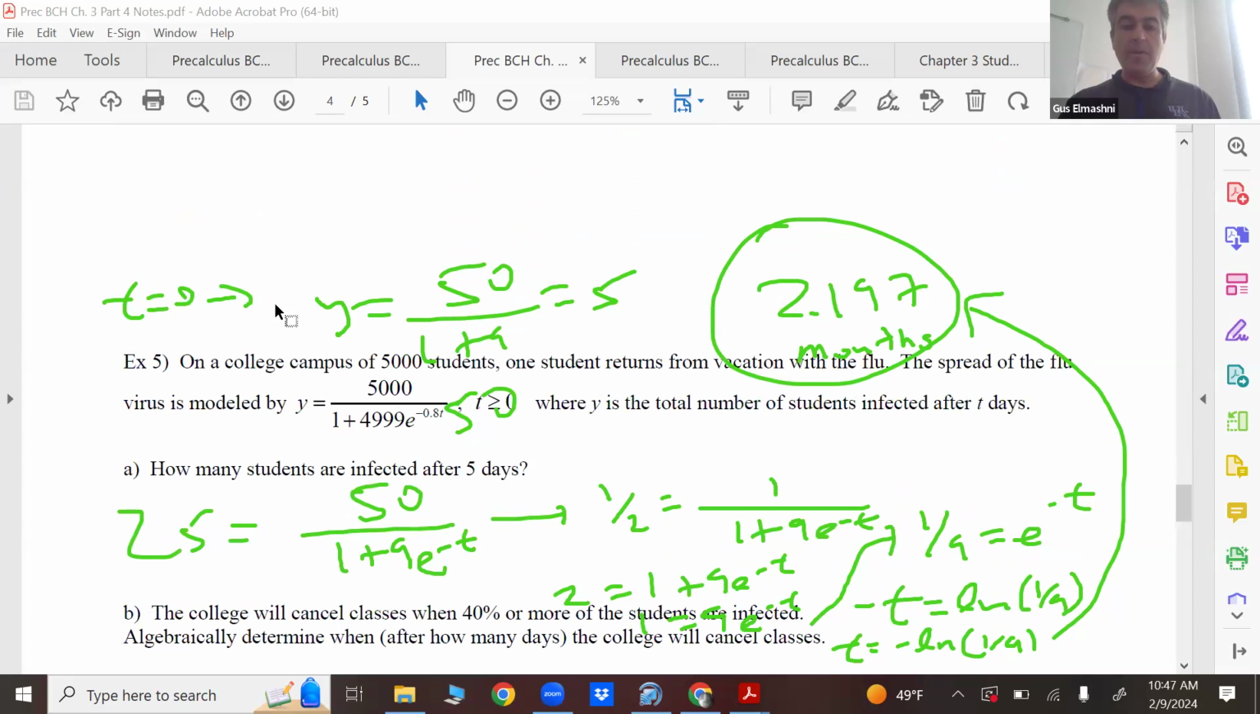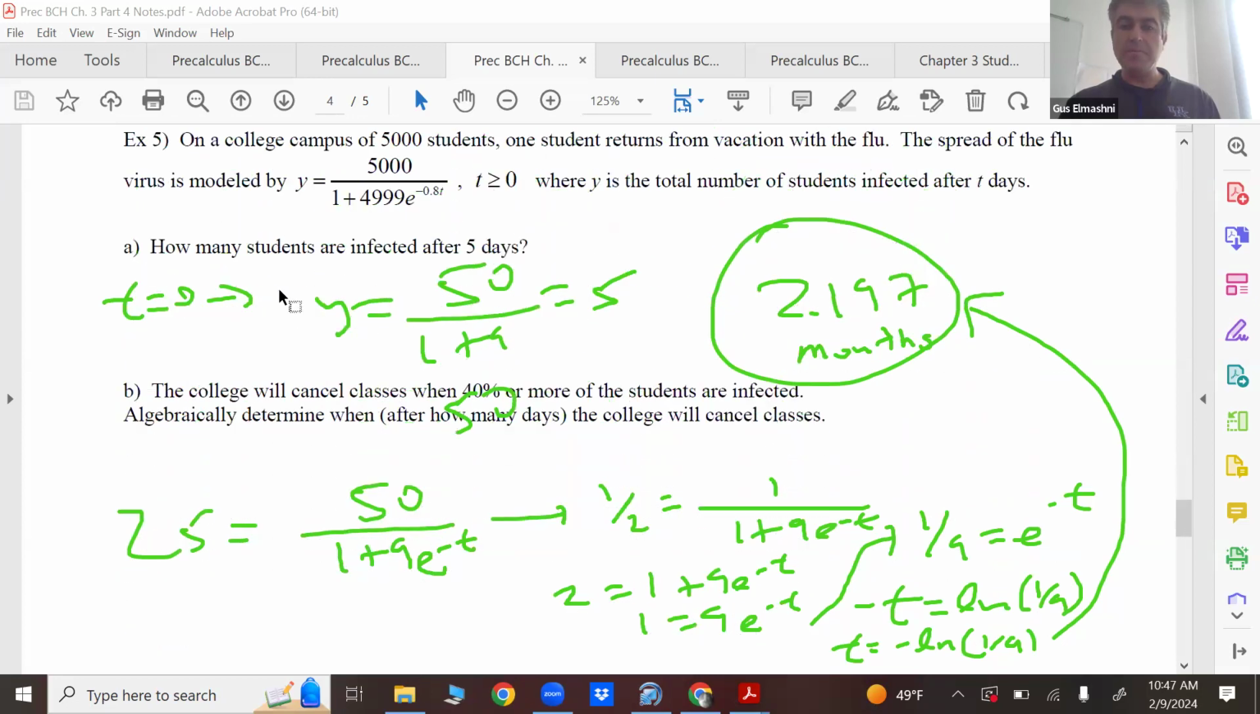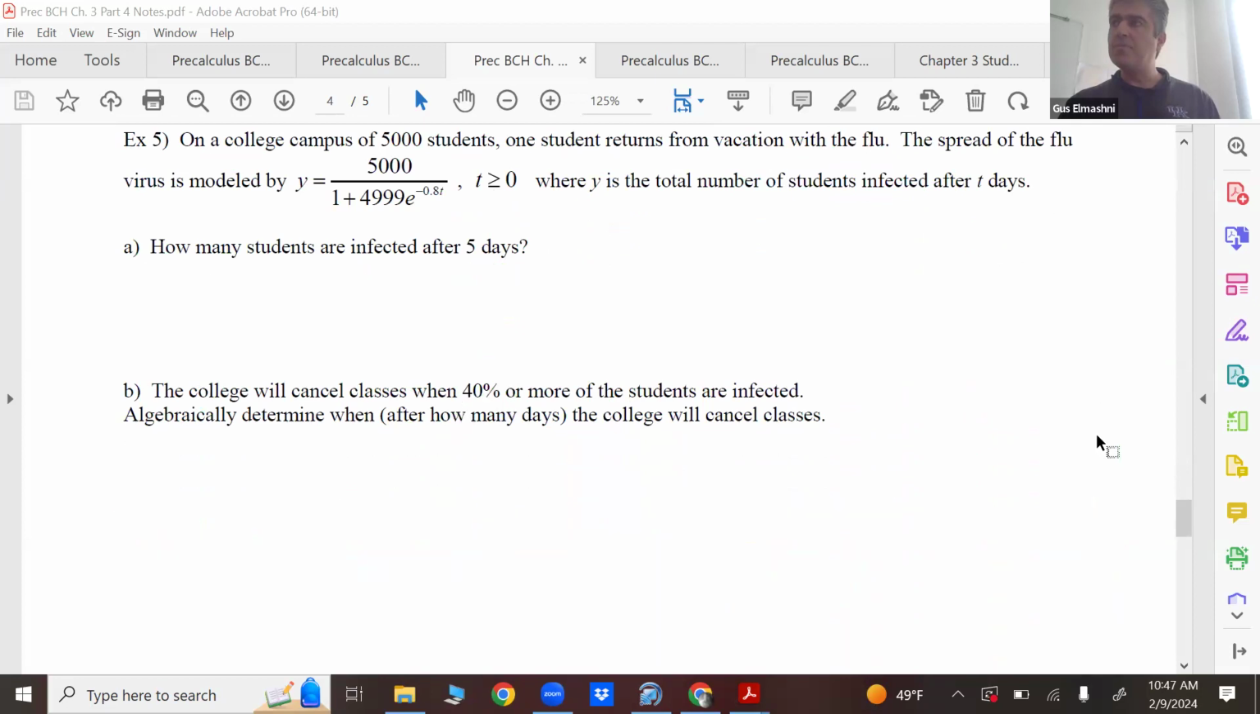Let's try another one here. Is it possible for the graph to, instead of being like this, be like sideways? No, because it would not be a function then. It would fail the vertical line test.